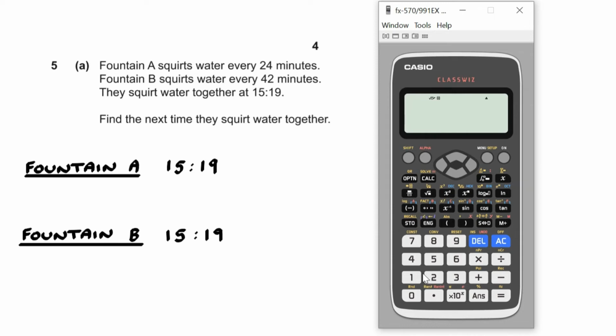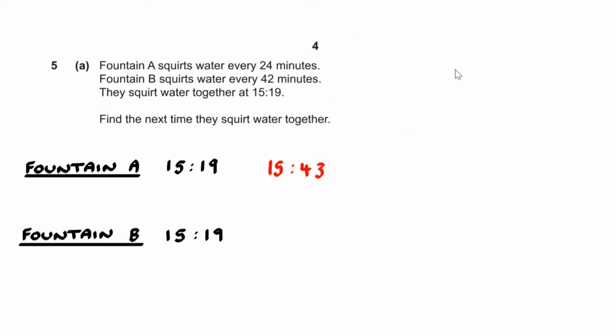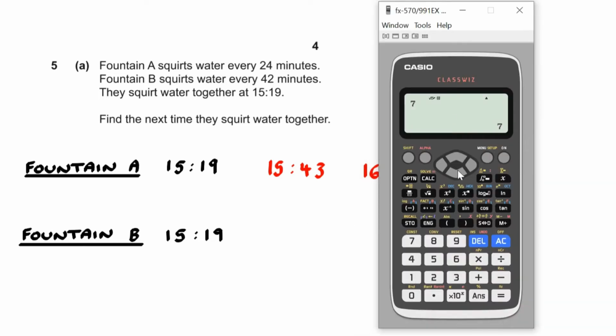So, if I add on 24 minutes to 15:19, well, I've got 19 minutes plus another 24 minutes. That takes me to 15:43. And now I need to add on another 24 minutes. Well, if I add on another 17 minutes, that takes me to 4 o'clock. And then I've got another 7 to add. So that takes me to 16:07.